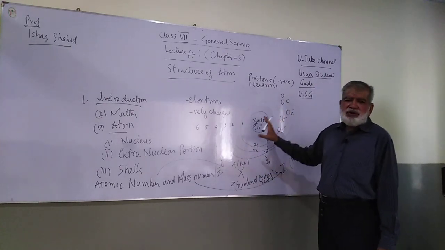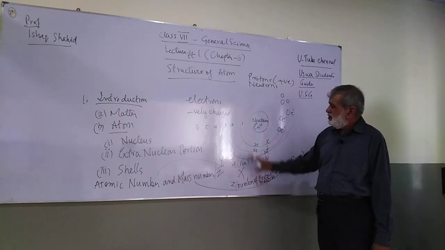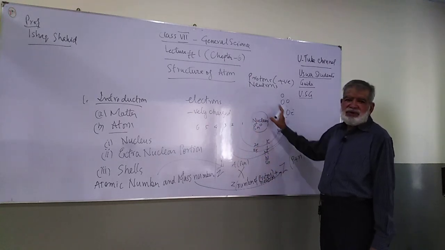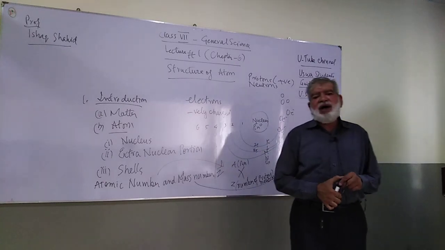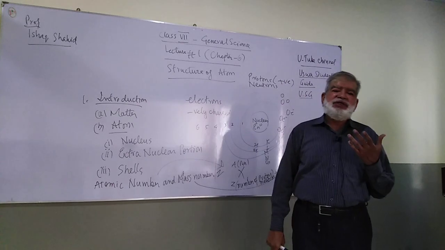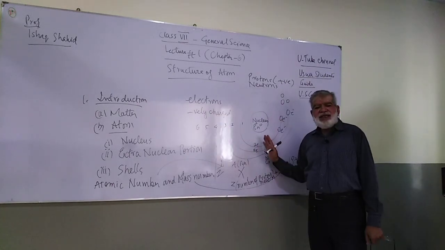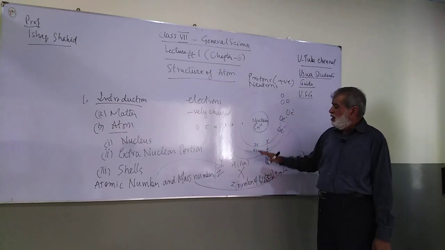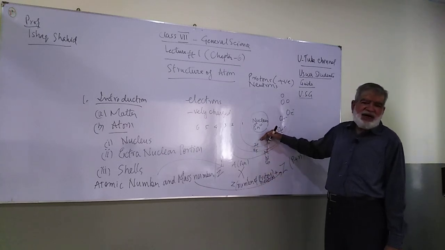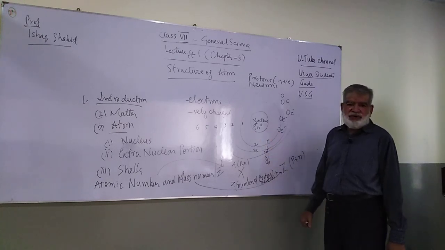The electrons are distributed in the extranuclear portion, and they revolve in certain paths. This path is known as the shell of the atom. These shells are numbered as K, L, M, N, O, and P. K being the first shell after the nucleus, L the second, M the third, and so forth.